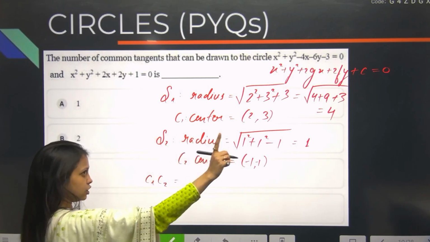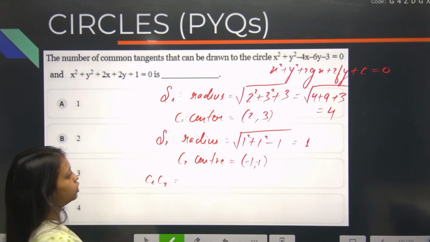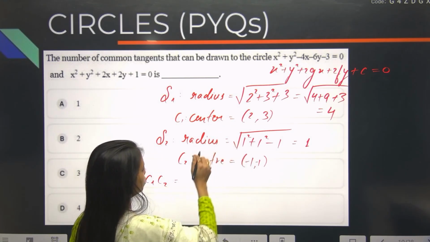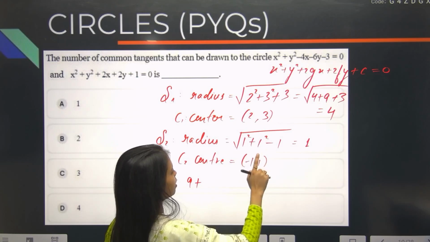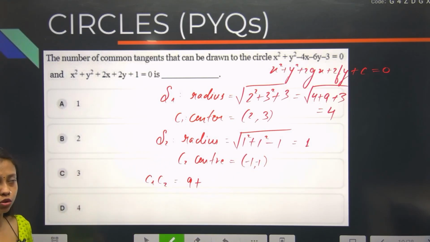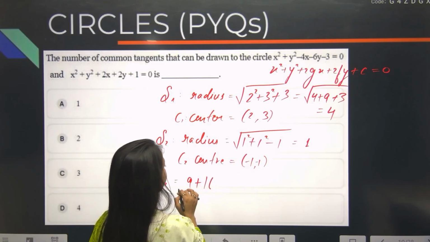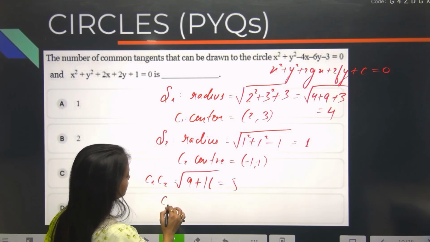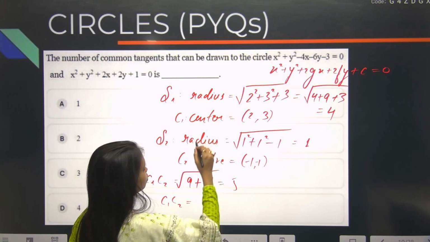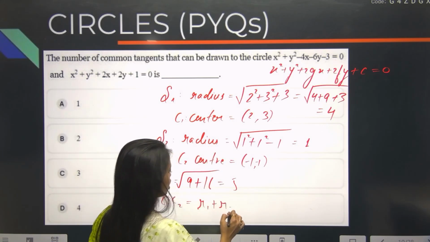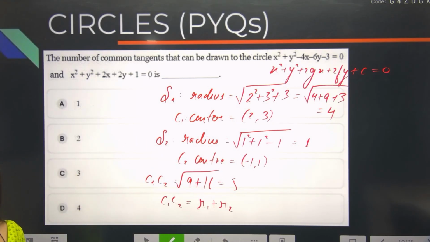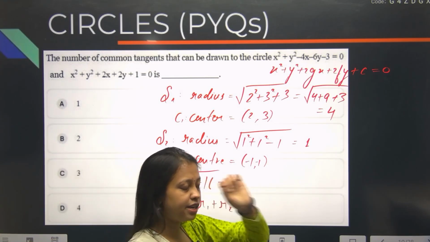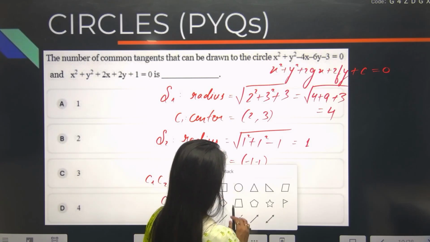That means the distance between the two centers: 2 minus 1 whole square, 3 whole square, 9, plus 3 minus 1, 4 whole square, 16. Root 25, 5. That means C1C2 is equal to R1 plus R2. What kind of circles are these? They are intersecting externally. Question finished.